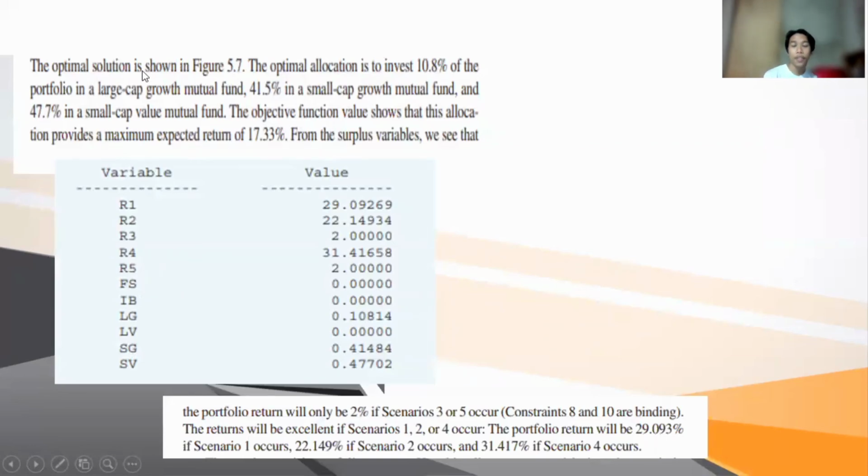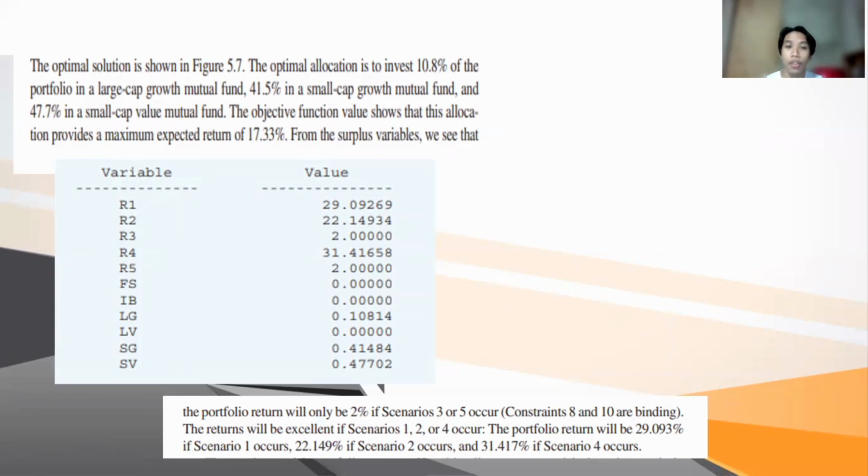Then, in figure 5.7, the optimal solution is shown. Here we can see that the optimal allocation to be invested in the large cap growth mutual fund, which stands for LG, is 10.8%. Next is the small cap growth mutual fund, SG, where the optimal allocation is 41.5%. Then 47.7% goes to the small cap value mutual fund, which stands for SV. The objective function value shows that this allocation provides a maximum expected return of 17.33%.